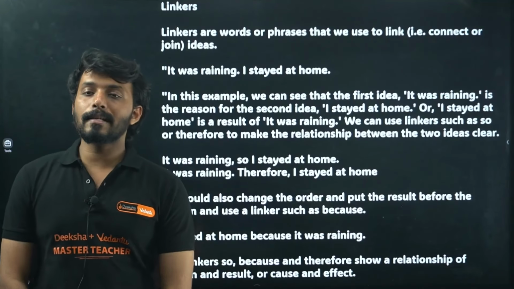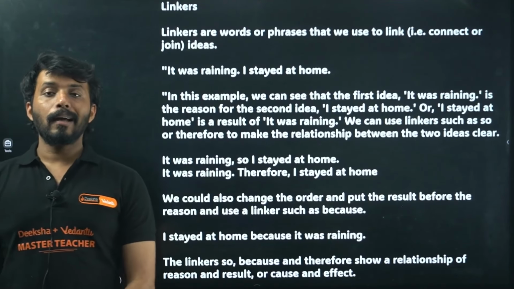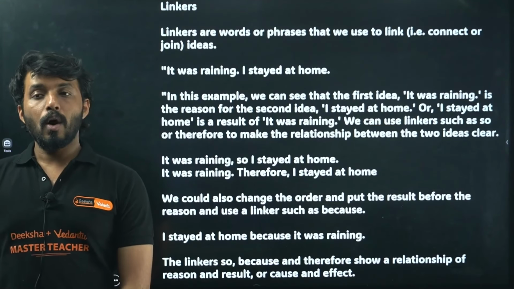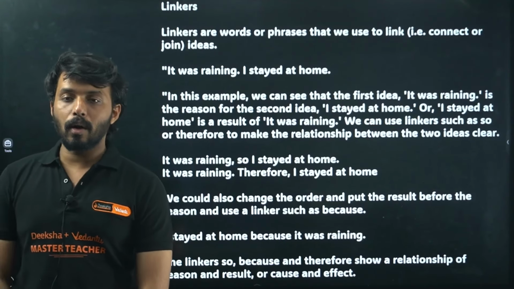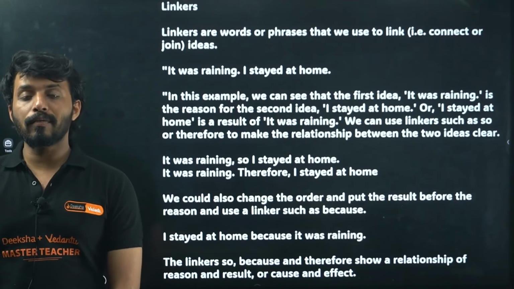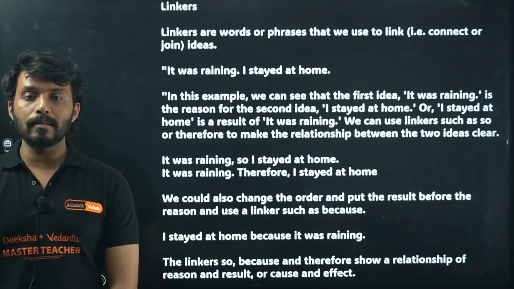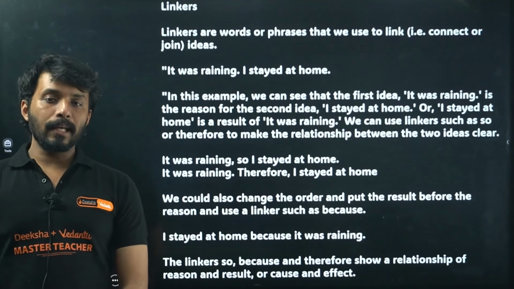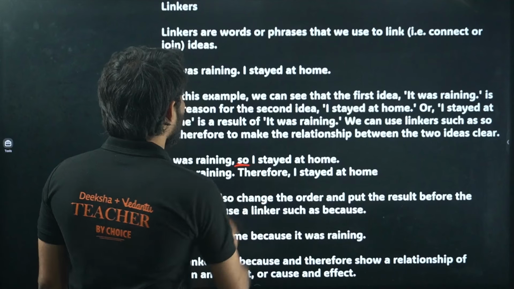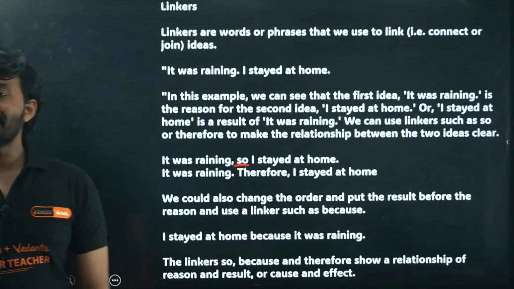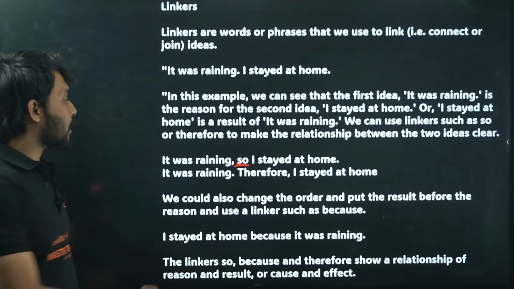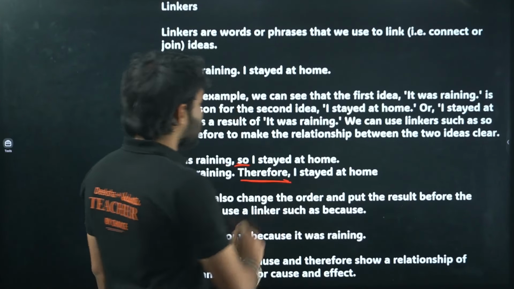In this example we can see that the first idea, it was raining, is the reason for the second idea, I stayed at home. Or I stayed at home is a result of it was raining. We can use linkers such as so or therefore to make the relationship between the two ideas clear. It was raining, so I stayed at home. So here we can see that a linker is used. The second example, it was raining, therefore I stayed at home. Okay, so again another linker.